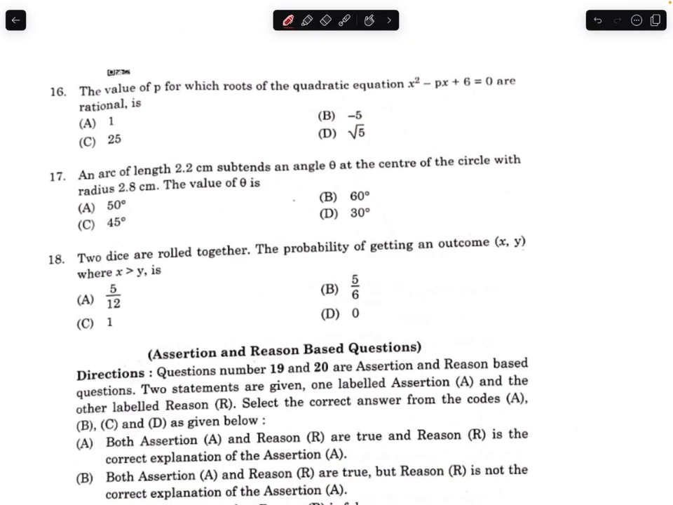Question 16 says, the value of p for which the roots of the quadratic equation x square minus px plus 6 equal to 0 are rational is?